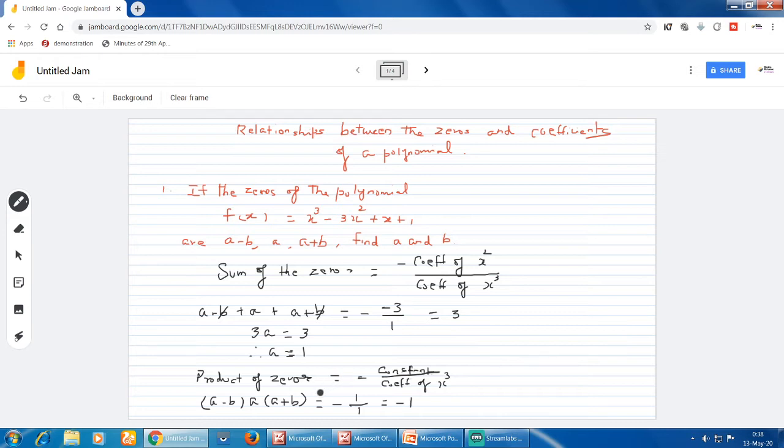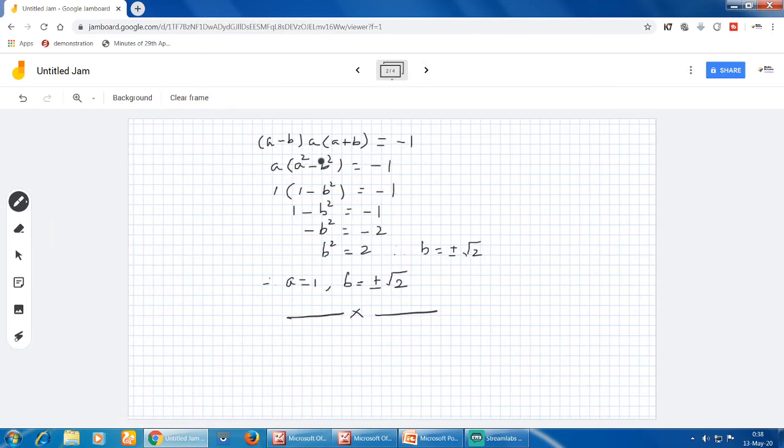Next you find the product of zeros. The formula is given by minus constant by coefficient of s cube. For the product you just multiply and apply the constant and the coefficient of s cube here, so that you can have the next step. You know a minus b into a plus b is a square minus b square. Already a is 1 from the previous step, so we are substituting 1 so that you can get b from here. So b square is 2, so b is plus or minus root 2. So now the solution is a is 1, b equal to plus or minus root 2.